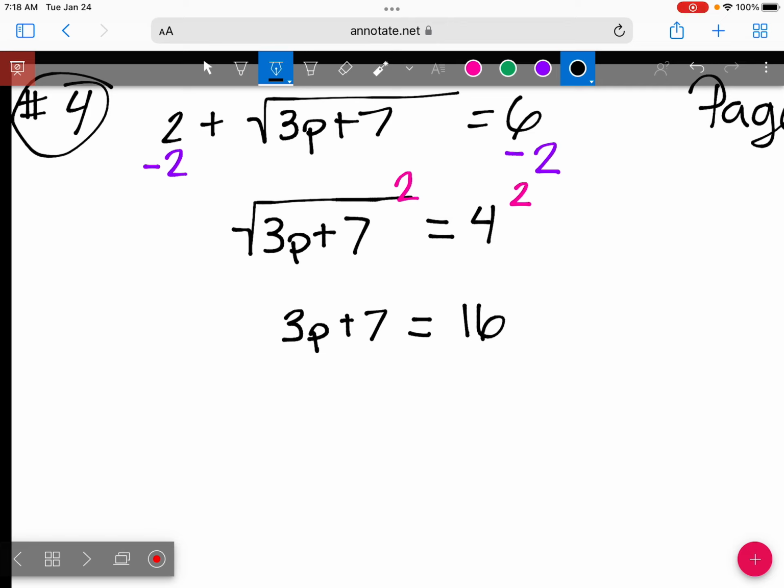Wait, I got a question. Yes, my friend. Okay, so we're looking at square root, so you don't square 3p and 7. Correct, because the square root and the square cancel out.